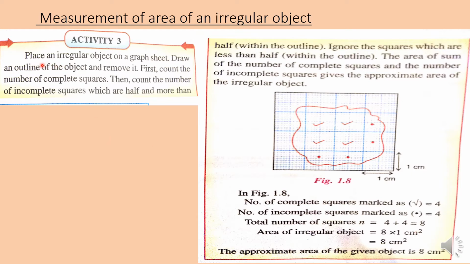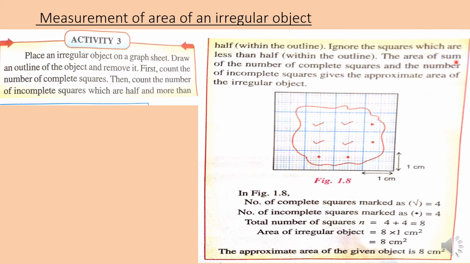Now we can read this activity. Place an irregular object on a graph sheet. Draw an outline of the object and remove it. First, count the number of complete squares, then count the number of incomplete squares which are half or more than half within the outline which we have drawn. Ignore the squares which are less than half within the outline, like this. This is less than half. This is also less than half. So we are not counting them.